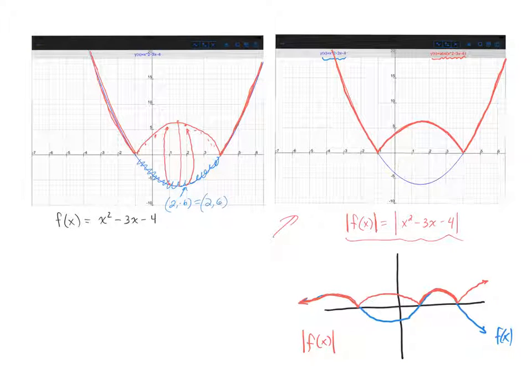So portions that were above the x-axis are unchanged. Anything that's below the x-axis gets reflected above the x-axis. And that's what the absolute value of f of x will always look like.